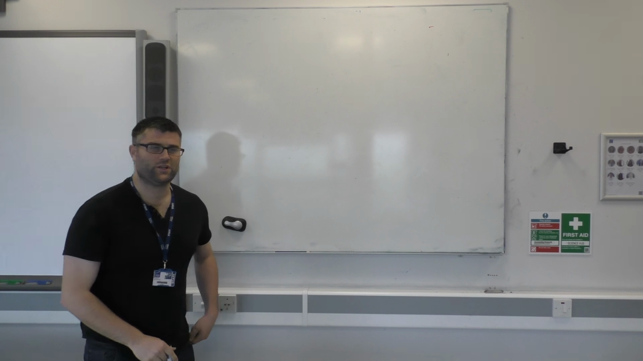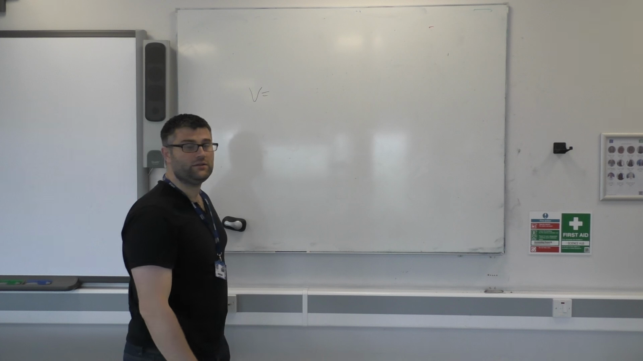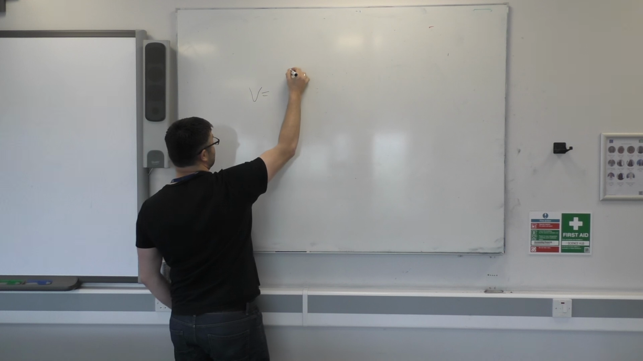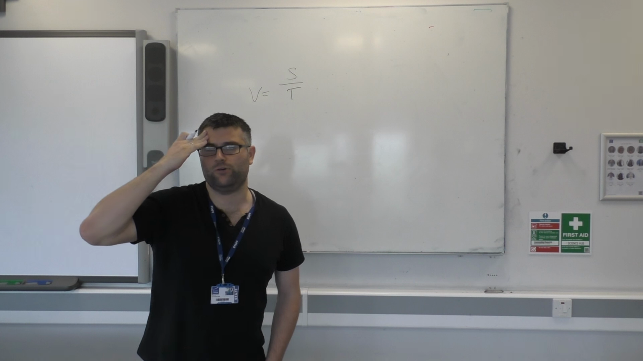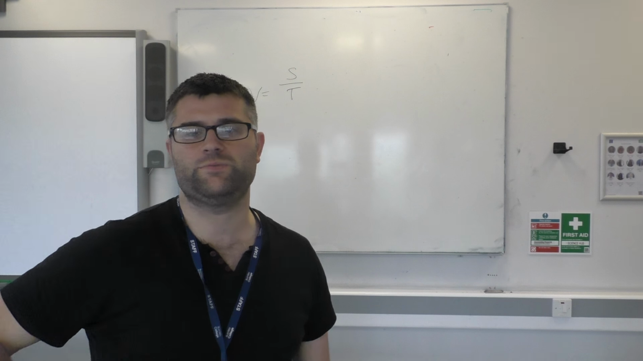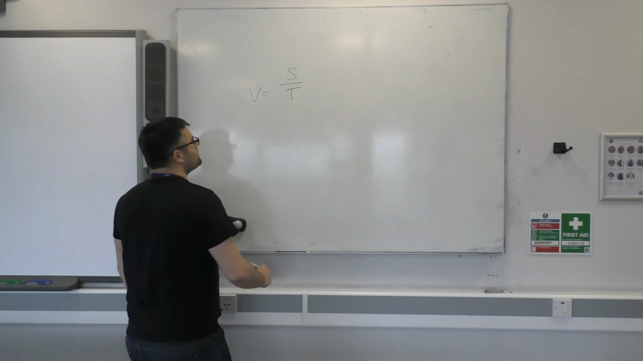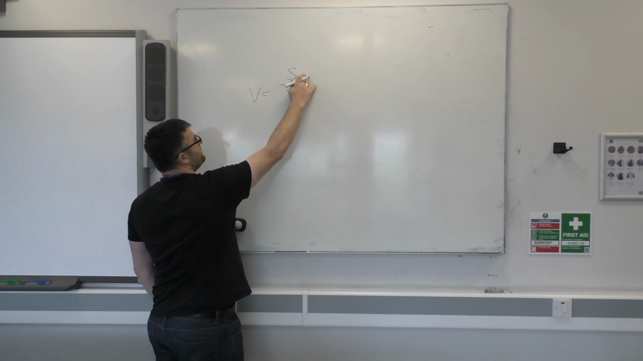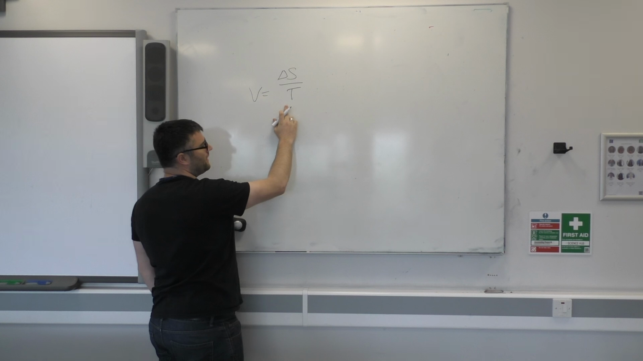First of all, what is velocity? Well, velocity, represented by the letter V, is displacement over time. Again, I know it's a bit of a mind meld. You've got an S and a V, which is which, but it's something you just get used to over time. So, it's the change in displacement over an amount of time.